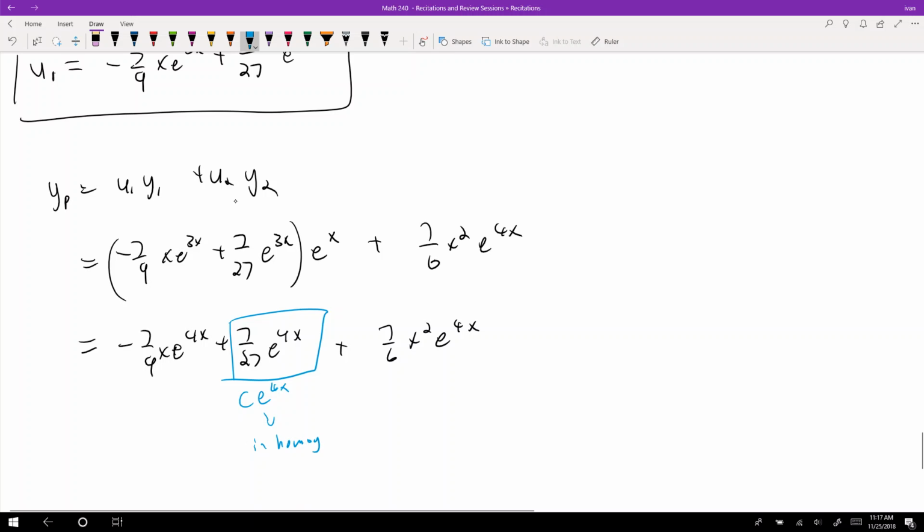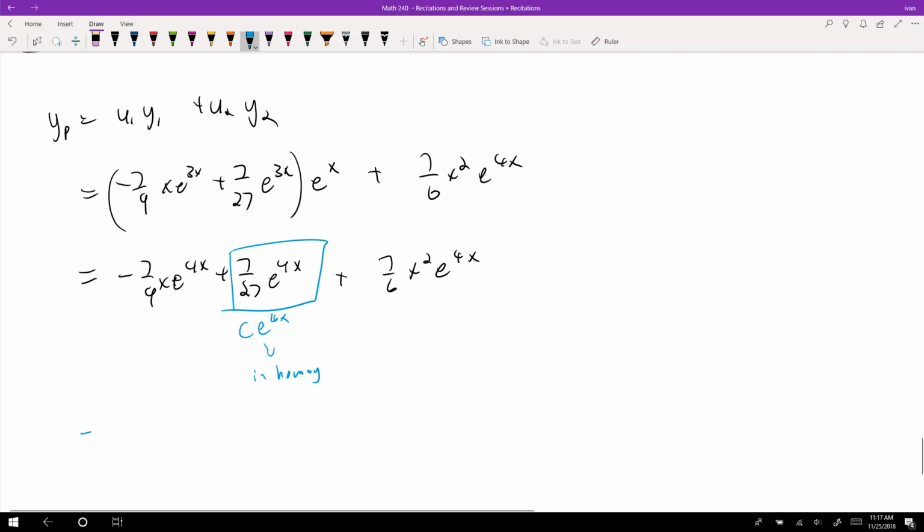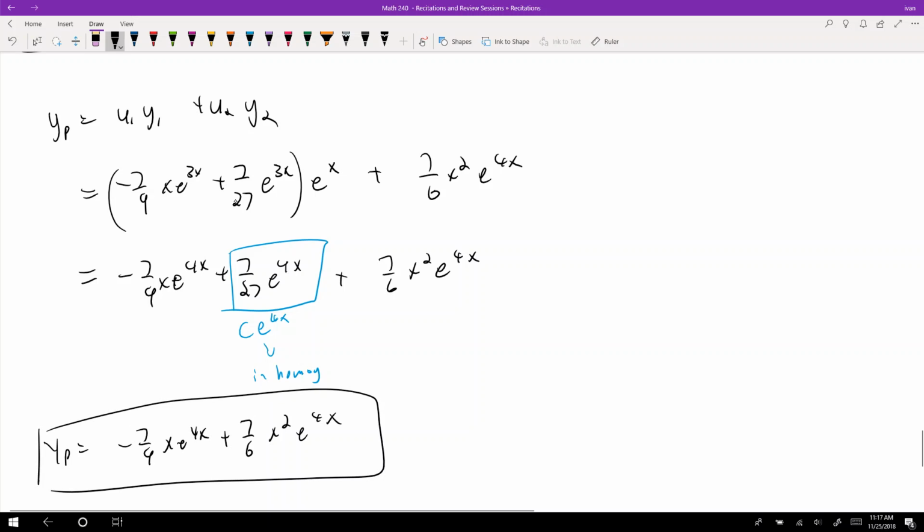So the correct particular solution would be yp is negative 7/9 x e to the 4x plus 7/6 x squared e to the 4x. You just drop any homogeneous parts that show up here. They're harmless. So okay, that's what we get. And if you remember last week, this is what I told you that you should have gotten as the answer to your diffeq. And here's just a different way of approaching it using variation of parameters.